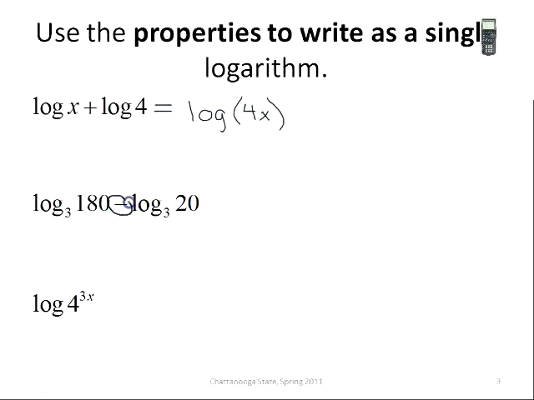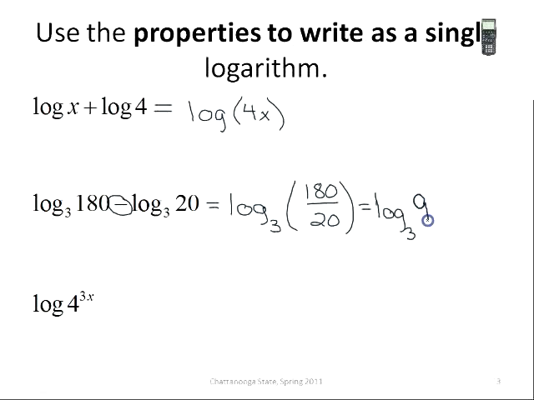Here, both of these have the same base. They have a base of 3, but this is a subtraction. So I'm going to rewrite this using a division. So this will be the log base 3 of the 180 over the 20. The one that you're subtracting with the negative coefficient will be the one that goes in the denominator. But now 180 divided by 20, I know what that is. That's going to be 9. So this is the log base 3 of 9.